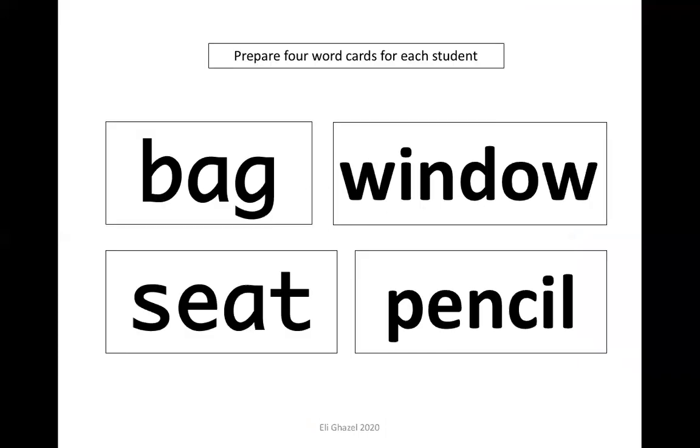Now, look, we're going to learn a new tool. So how does this new tool work? You prepare 4 word cards for each student. You can put that on an A4 and put like 3, 4, or 5 sets, so you don't need to use a lot of paper. And then you give each student a set. Maybe they can cut them out. So every student has these 4 words. And I think we missed one. We need to add the word window. So we do have window, bag, seat, pencil. Okay. So we got that.